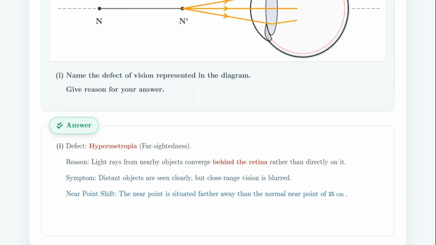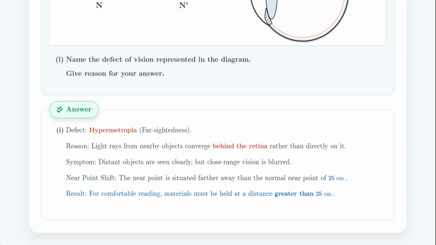Consequently, the near point for a hypermetropic person shifts farther away than the normal 25 centimeters. To compensate and read comfortably, they have to hold reading materials at a distance greater than 25 centimeters.